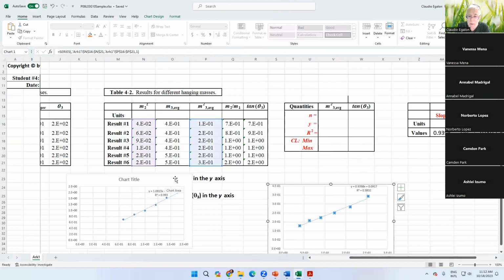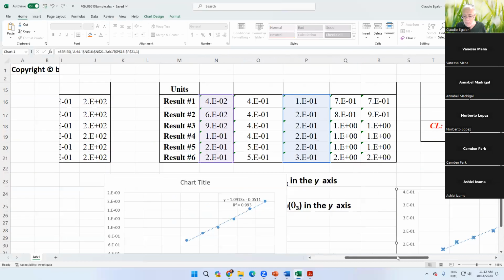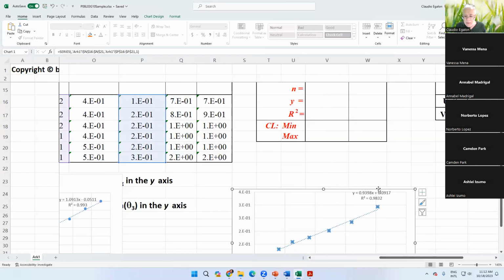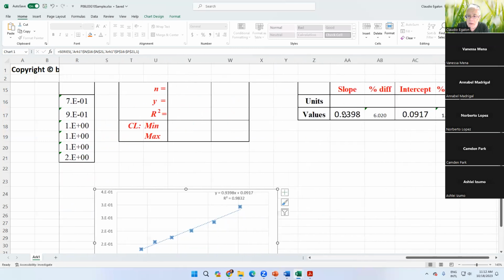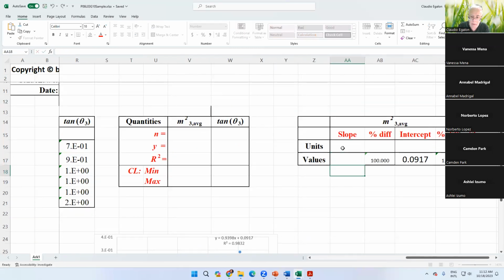Yeah, I did that one. Okay, the slope is this numerical value here in the equation. Do you see it here? In my case, it's 0.9398. So I enter here 0.9398. Okay? Did you do that in your spreadsheet?